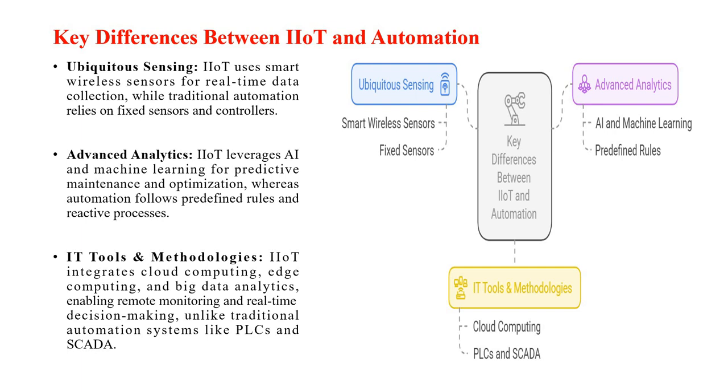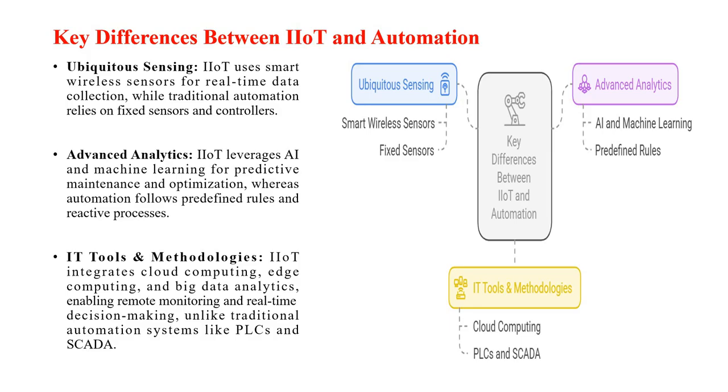Then second is the advanced analytics, where automation focuses only on rule-based operations and reactive maintenance, whereas industrial IoT uses artificial intelligence, machine learning and predictive analytics in order to analyze data patterns, allowing for predictive maintenance, process optimization and better decision making.